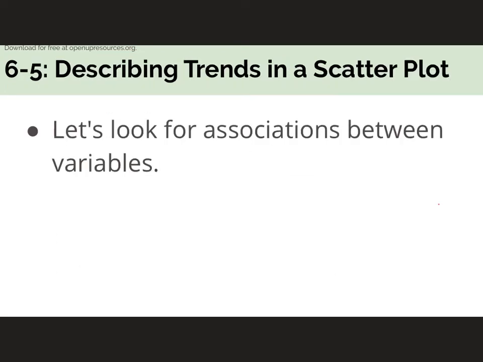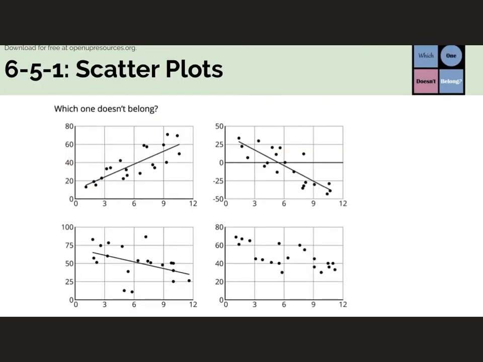In lesson 5, we're going to be continuing to look at trend lines, and now we're looking at associations as well. As always, you can come up with a reason for each of these why they don't belong. For this one, it's the only one that has a positive slope on the model. This is the only one that has a line with a negative slope. This one doesn't have a line, and this is the only one that crosses the x-axis.